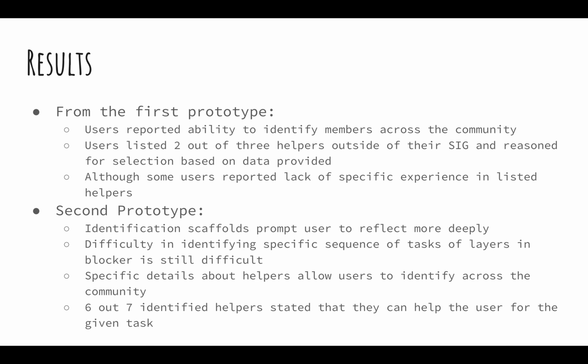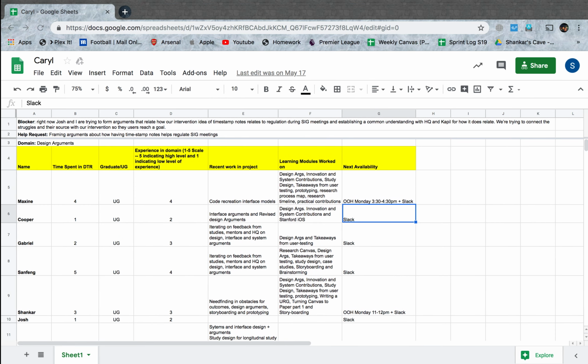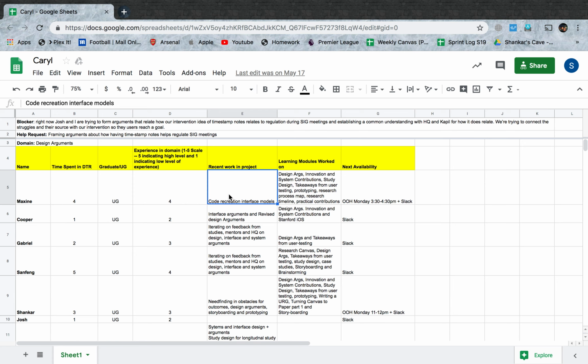But what users struggled with in the first prototype was that when looking at recent work in their project, they felt it's not specific to their need, and experience level is vague. They don't know how it's calculated, so they don't have any trust. And learning modules worked on helps a bit, but they don't know the extent to which someone's worked on the learning module because the system's not providing any information about that.